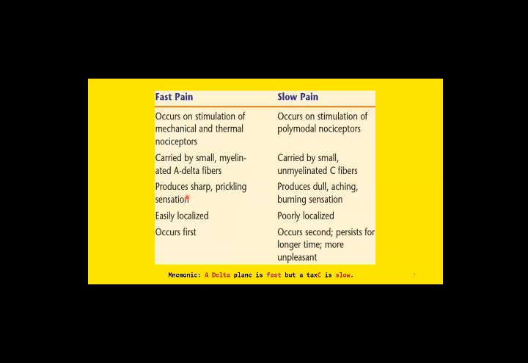On the other hand, another patient with slow pain will describe this pain as dull, aching in nature. And he or she will not be able to localize the pain properly. So he or she may not pinpoint the site of origin of pain. Hence, the slow pain is poorly localized. So these are the main differences between fast pain and slow pain.